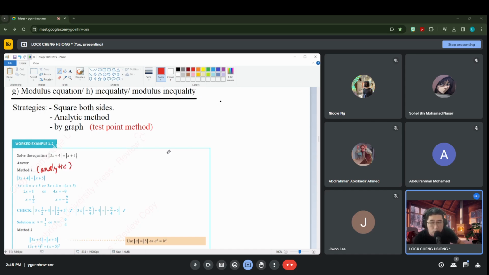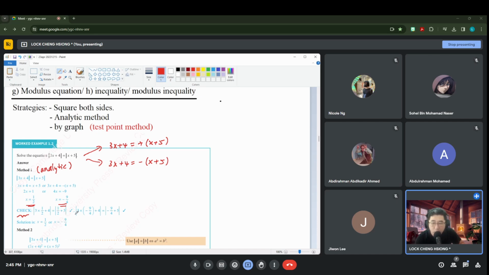Because of the modulus itself, it can be positive sign or negative sign. Therefore, we split this question into two: 3x plus 4 equals positive of x plus 5, and 3x plus 4 equals the negative of x plus 5. Hence, we have these two answers. In order to know which answer we should accept, we have to do checking. When we do checking, does it fulfill the equation? Then we can tell.